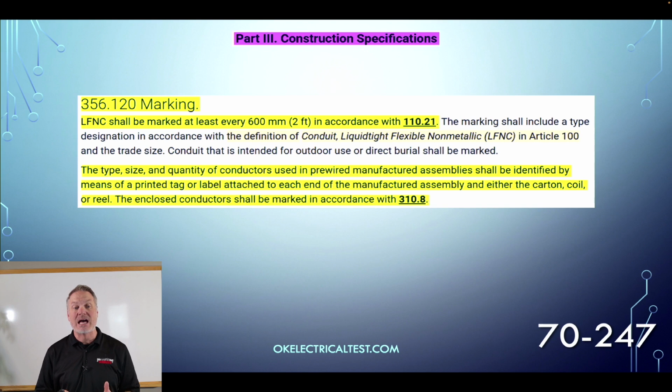The type, size, and quantity of conductors used in pre-wired manufactured assemblies shall be identified by means of a printed tag or a label attached to each end of the manufactured assembly and either the carton, coil, or reel. The enclosed conductors shall be marked in accordance with 310.8. So we go into 310, conductors, and see the marking on that. That's also how we're going to mark the LFNC conductors.